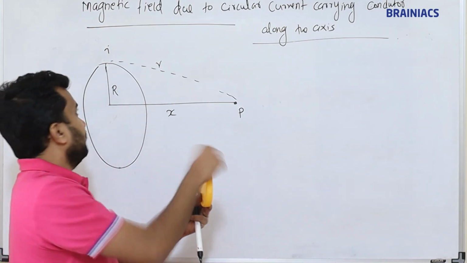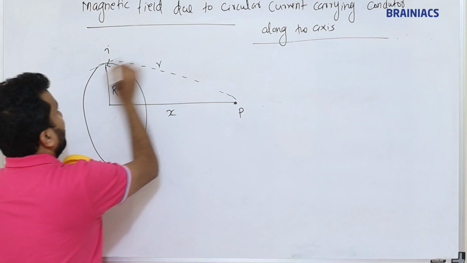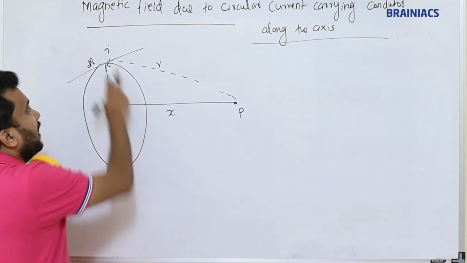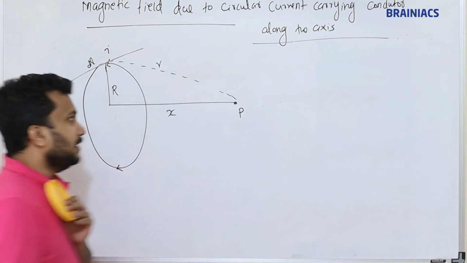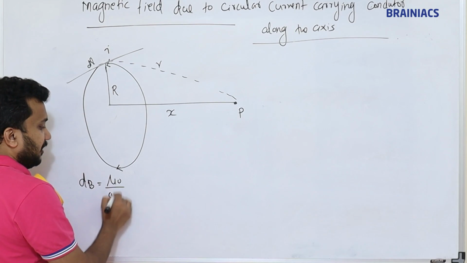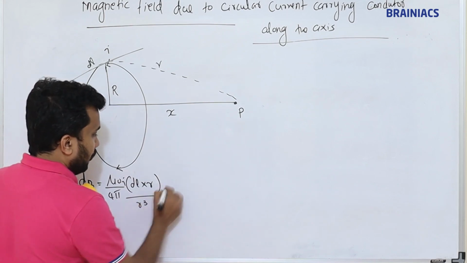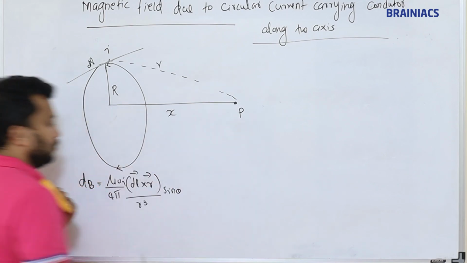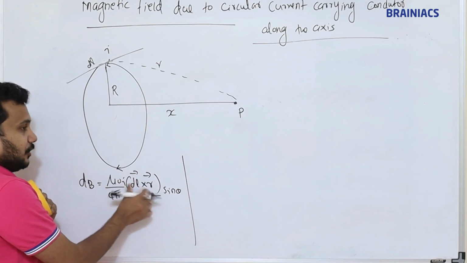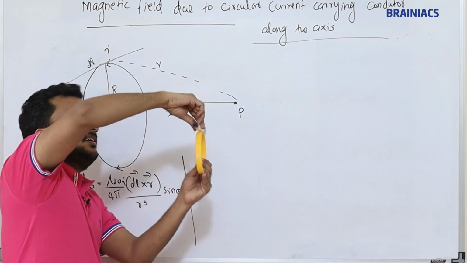So this is the vector. You can assume the current is going in this direction towards the board. Here we have something called the I dl line, the I dl line. And this is a vector called R. Okay, so we know Biot-Savart's law: dB is equal to mu 0 divided by 4 pi into I into dl cross r divided by r cube, into sine theta, the vector form of Biot-Savart's law. So in this case, I told you dl cross r, dl and r are perpendicular to each other. So this is called dl, right? This piece of line.